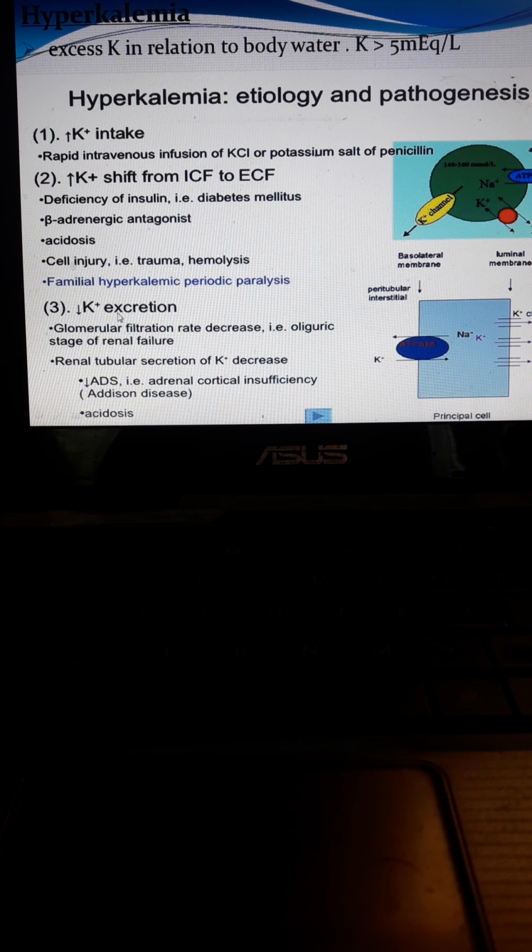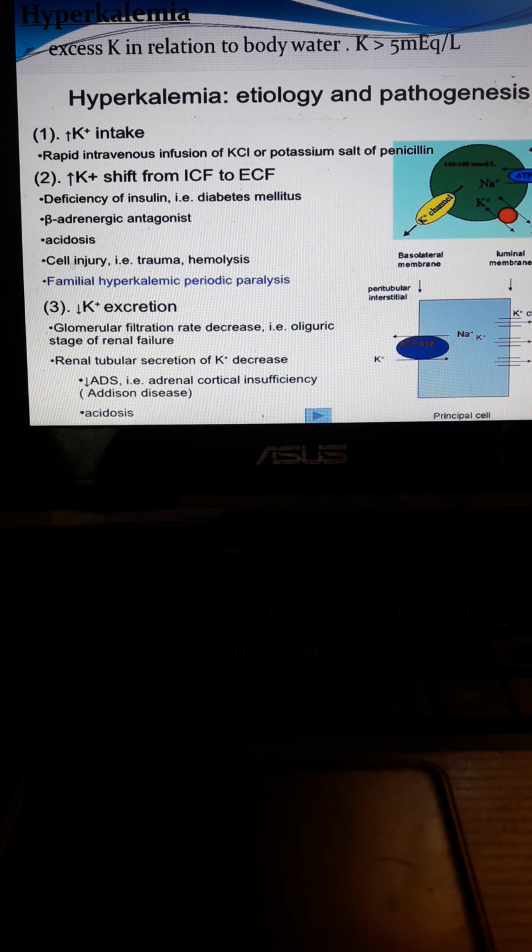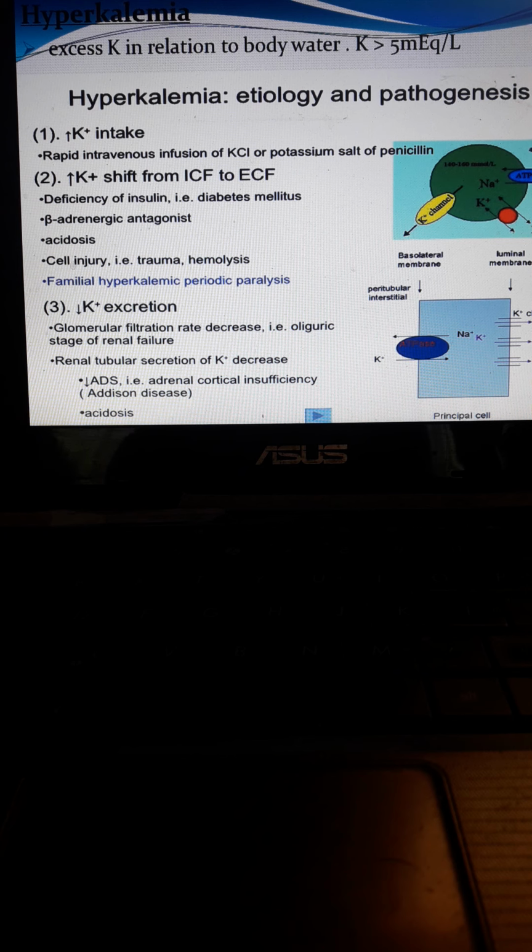Or decreased potassium excretion, wherein there is already a problem in the glomerular filtration rate process, or decrease, that is considered to be oliguric, wherein less than 400 ml of urine is being excreted out of the body. So that is oliguric already. Oliguria is associated with renal failure. If the patient has renal failure or difficulty in urinating.